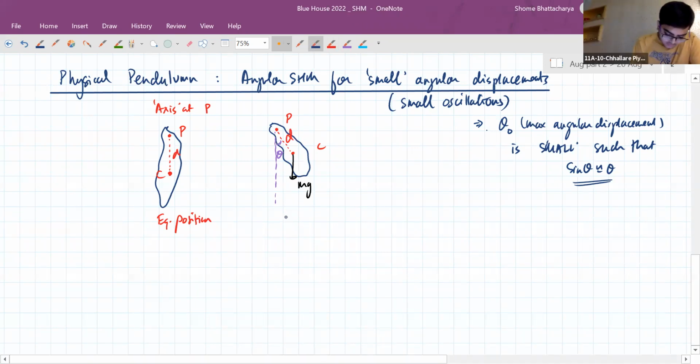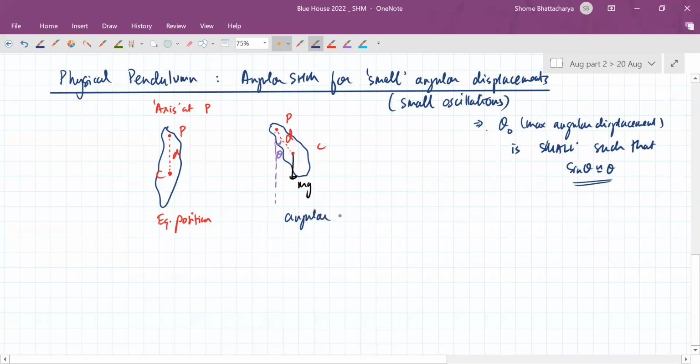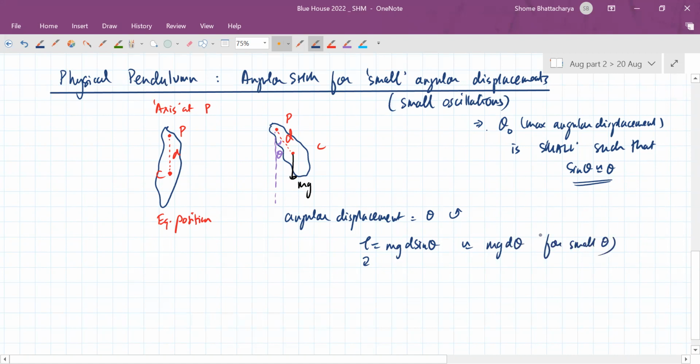So in this position, at an angular displacement of theta, you can see that the net torque, now this theta is anti-clockwise in the diagram, whereas the torque this will provide will become clockwise. So this is a clockwise torque of mg d sine theta, which we can approximate as mg d theta for small angular displacement. So you can see that the torque is opposite to this.